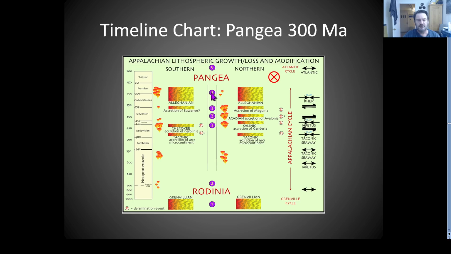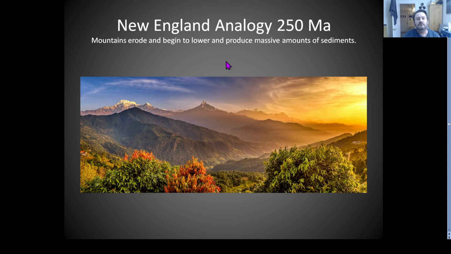So once everything comes together, the Alleghenian Orogeny, this is Pangaea, Africa pushing against us, the supercontinent, and it stays stable for a while. But at around 200 million years, everything begins to change. So 250 million years ago, this is what you might see. Again, minus the trees, but block those out. You'd see some peaks that still have some snow on them, probably about, I don't know, 8 to 10,000 feet.